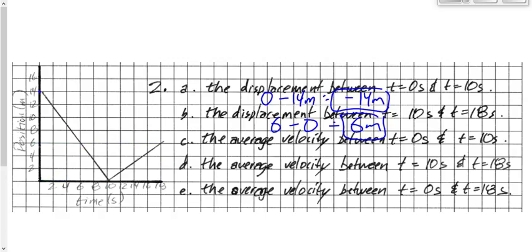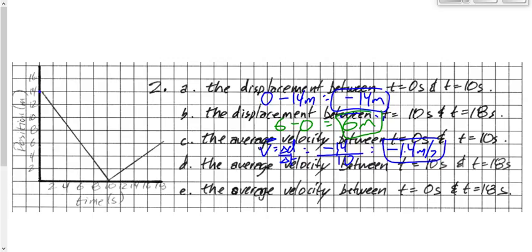The average velocity between 0 and 10. I'm going to change the color of this, actually. The average velocity between 0 and 10 is going to be displacement divided by time. Or you could say the slope. The displacement is negative 14 divided by 10, which is negative 1.4 meters per second.